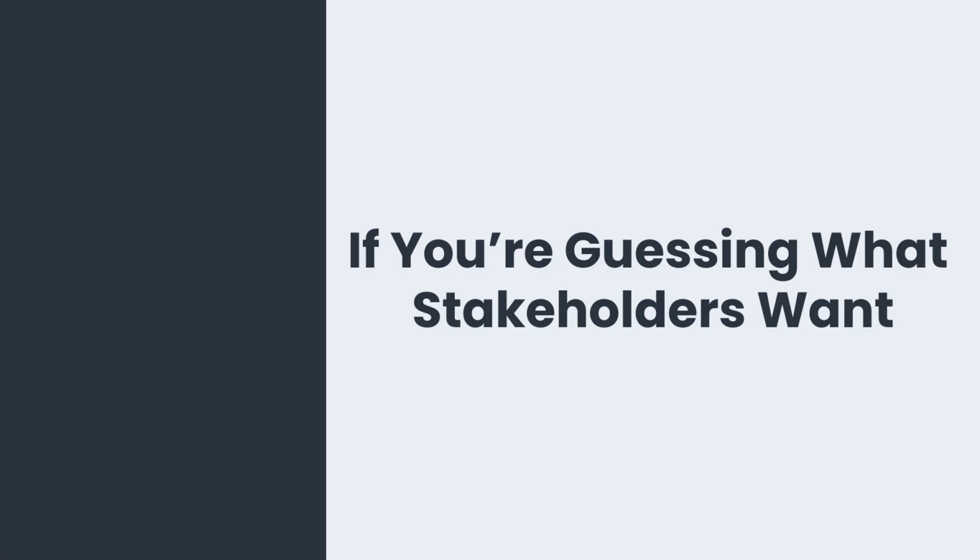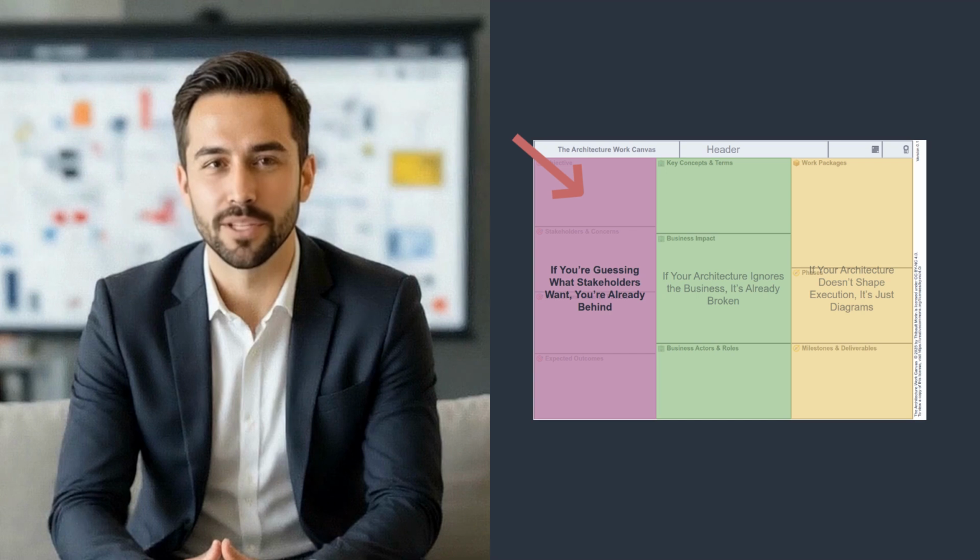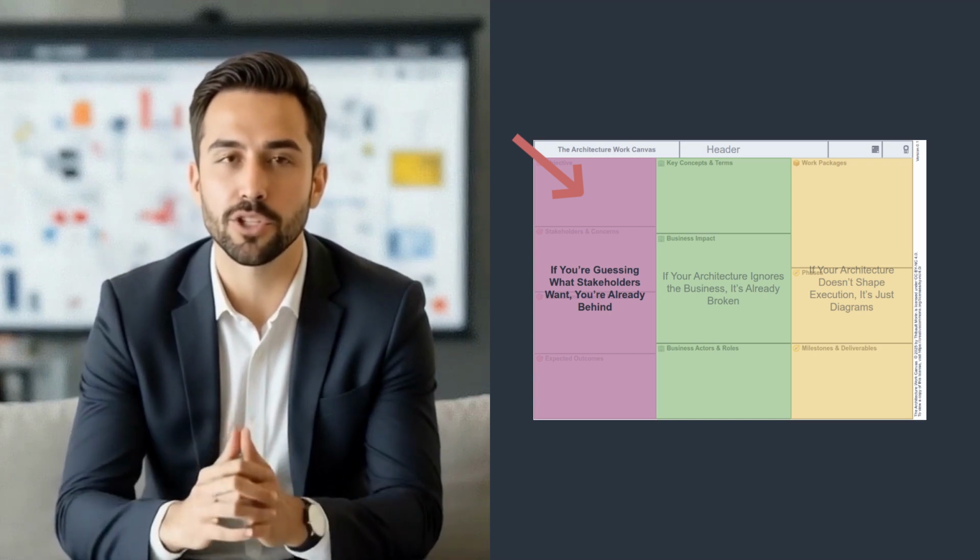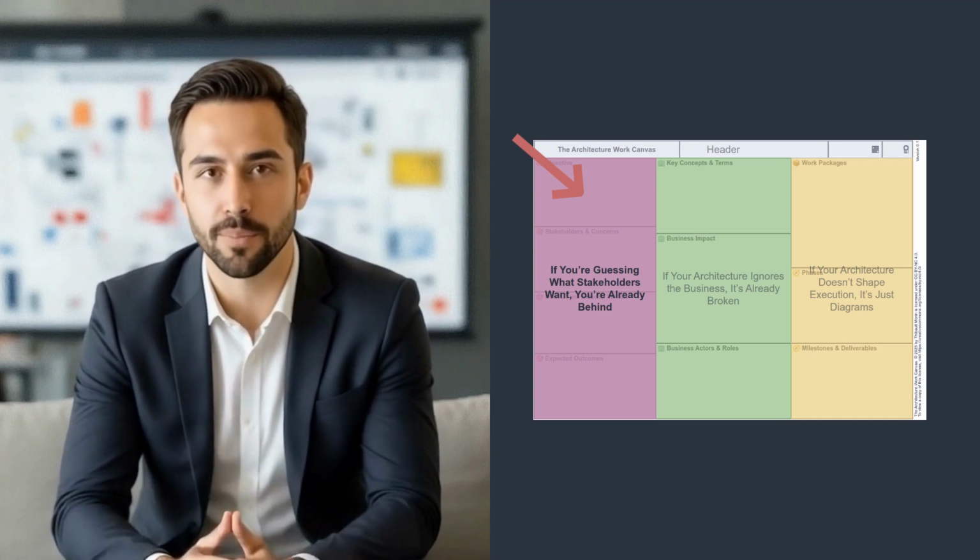Welcome back. In the first part of this series, we introduced the Architecture Work Canvas, a simple one-page tool that helps teams align on architecture without getting lost in theory or bureaucracy. Today we're going to dive into the first column of the canvas. It's called the Vision column, and it's where everything begins.